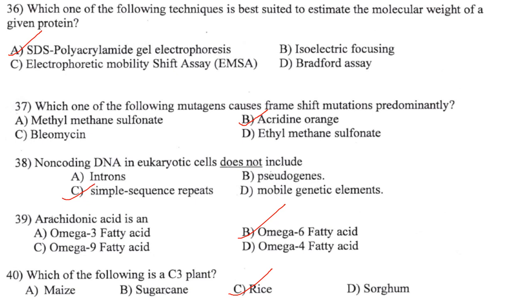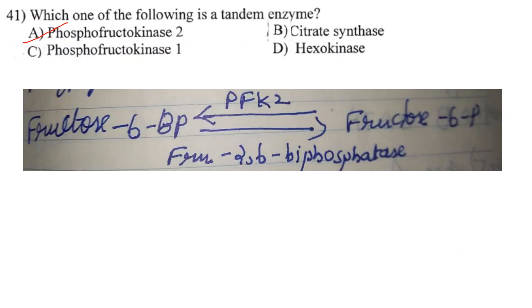Arachidonic acid is an omega-6 fatty acid. Answer is option B. Which of the following is a C3 plant? So out of these, rice is a C3 plant. All the others are C4 plants. Then next one. Which of the following is a tandem enzyme?